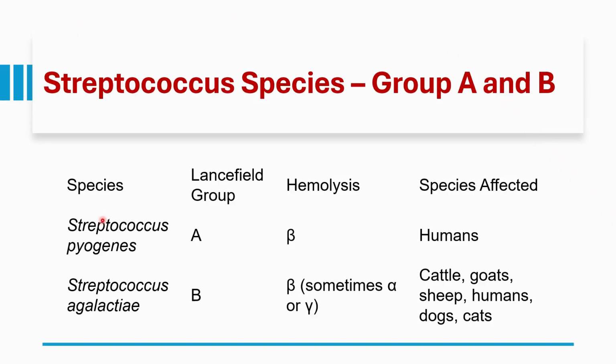The first important species is Streptococcus pyogenes, which belongs to the Lancefield group A and it produces beta hemolysis. But it primarily affects humans, causing diseases such as scarlet fever and streptococcal pharyngitis. Another important species is Streptococcus agalactiae, which belongs to the Lancefield group B. It usually produces beta hemolysis, although alpha and gamma hemolysis may sometimes occur. It mainly affects cattle, goats and sheep, where it is an important cause of mastitis, but it can also affect humans and dogs.